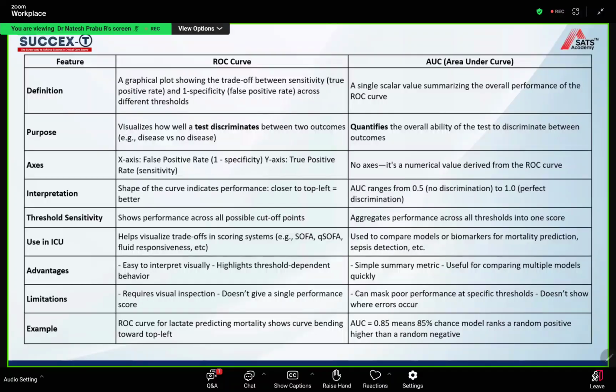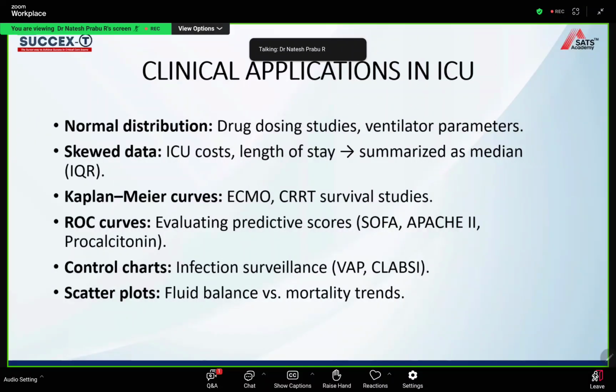So this is a chart that compares the ROC curve and the area under the curve. What does it exactly mean? I'm not going to read it in detail. We can have a look at everything later. So what are the clinical applications of this? This is the last slide, I suppose.